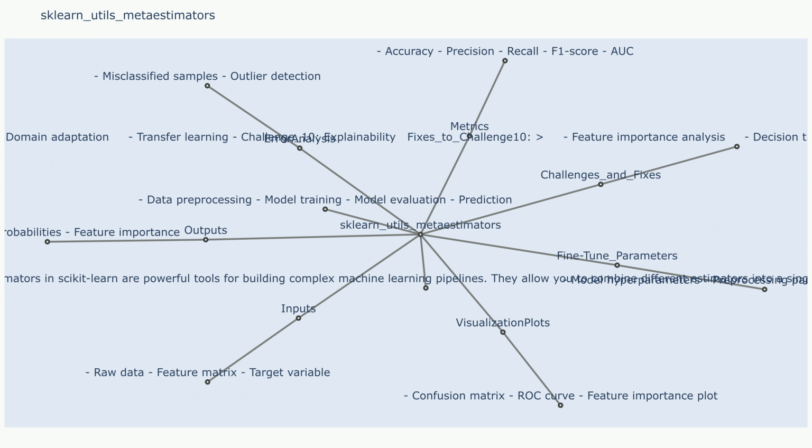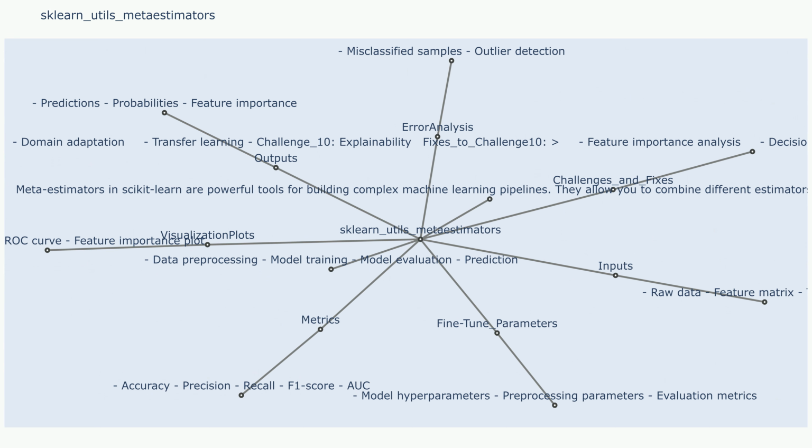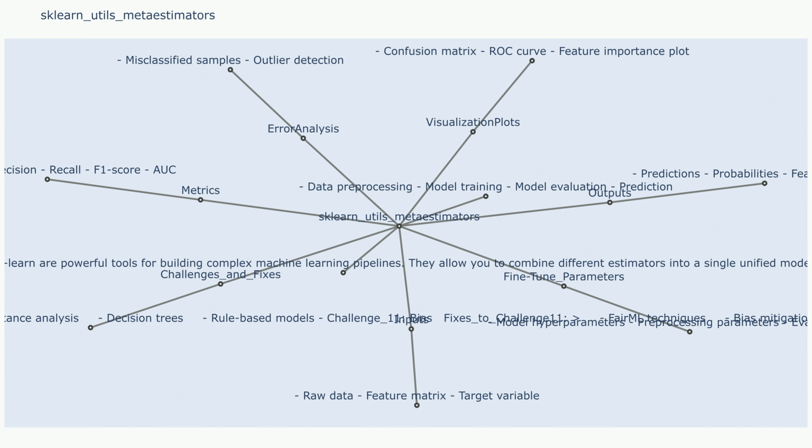Model complexity metrics like the number of parameters or model size can be used to understand the complexity of the meta-estimator. Visualization plots: decision boundary plots visualize the decision boundaries learned by classification models. Feature importance plots show the relative importance of features in the model. Residual plots for regression models visualize the difference between predicted and actual values to identify patterns or outliers.